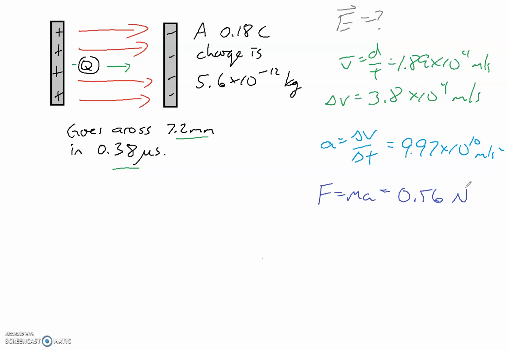Okay, now this is where the only newish thing kicks in. You've got the force, you also have the charge, and electric field is electric force, which is what this is right here, divided by the Q. So I'll take that 0.56 and divide it by my 0.18 coulombs, and we've got an electric field of around 3.1 newtons per coulomb. And there we go. So that's how we can calculate the electric field.